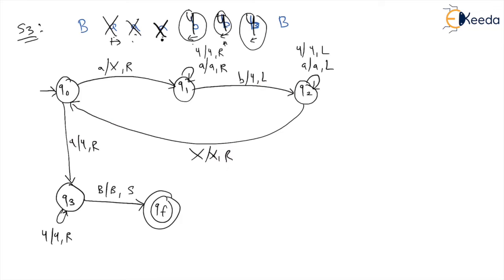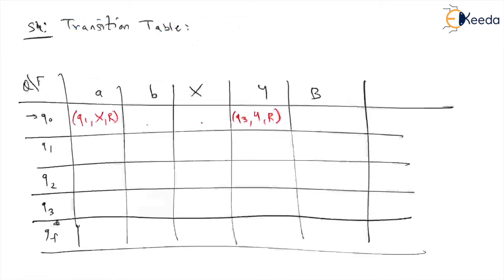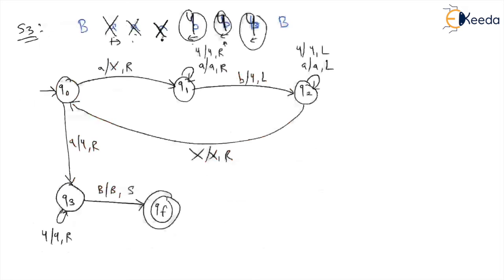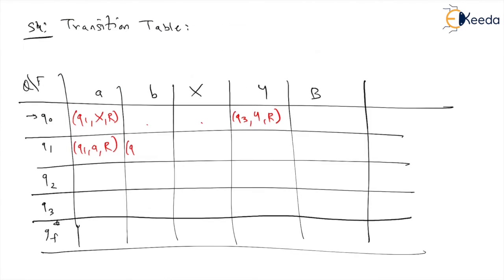Let's go ahead to Q1 now. Q1 receives a and goes to Q1 itself by making A as A again and moving to the right. So we write Q1 comma A comma R. Similarly, Q1 also does receive a small b, and it says Q1 on B makes it Y and moves to the left to state Q2. So we have Q2 comma Y comma L over here.